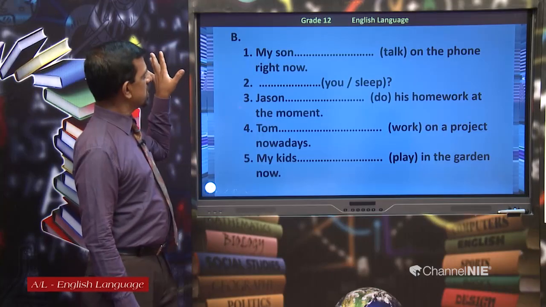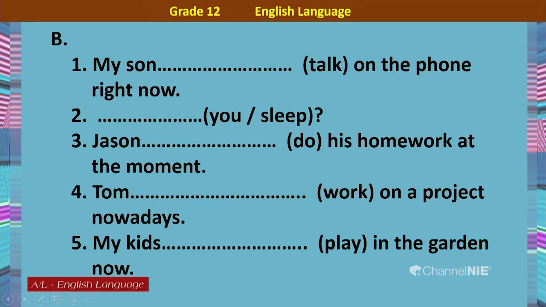Okay, there is the exercise B. Have a look at this exercise B. You try to fill the blanks with correct form of the simple present continuous tense. We have 5 sentences here. First one, my son blank talk on the phone right now. We have a clear indicator, clear hint, right now, at this moment it is happening. So, my son is talking on the phone right now.